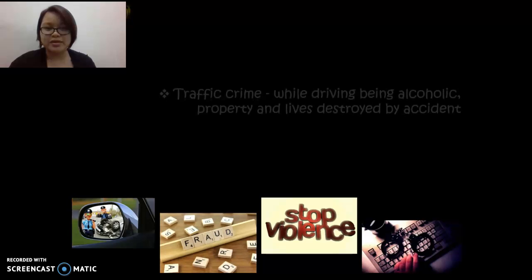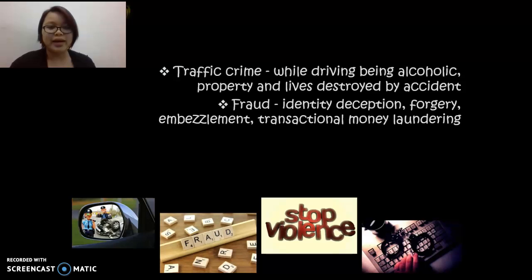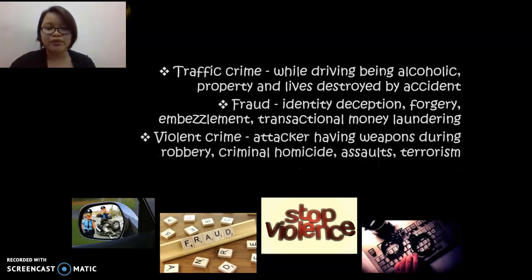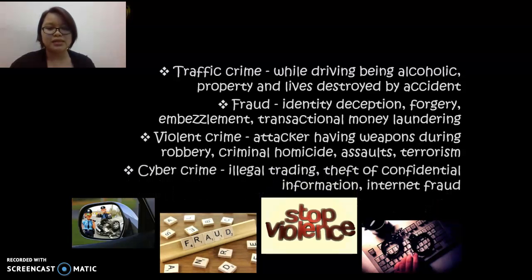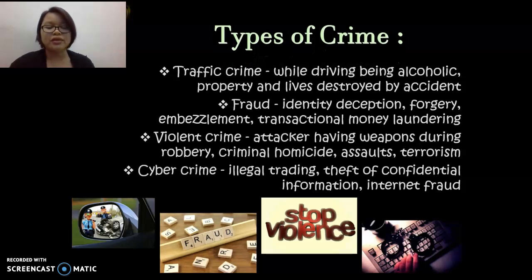That is, first, traffic crime, such as while driving, being alcoholic, property and life destroyed by accidents. Second, frauds, like identity deception, forgery, embezzlement, transactional money laundering. Third, violent crime, such as attacker having weapons during robbery, criminal homicide, assaults, and terrorism. And fourth, the cybercrime, such as illegal trading, theft of confidential information, and internet frauds.